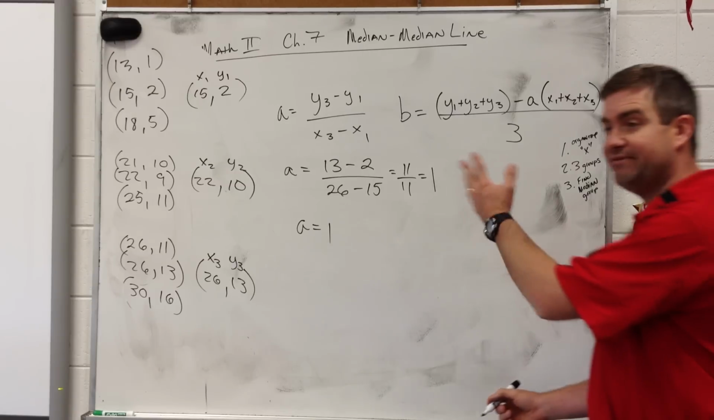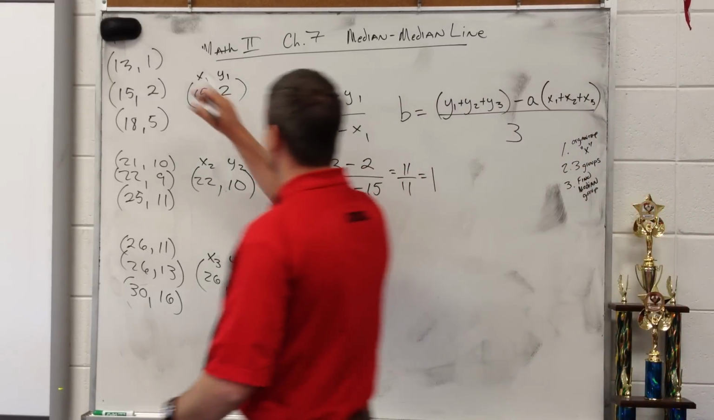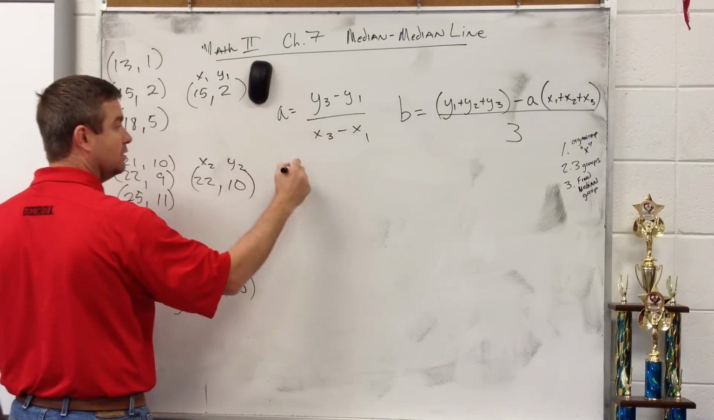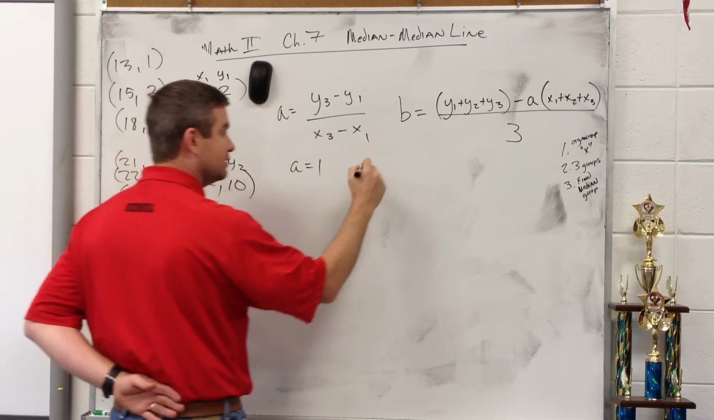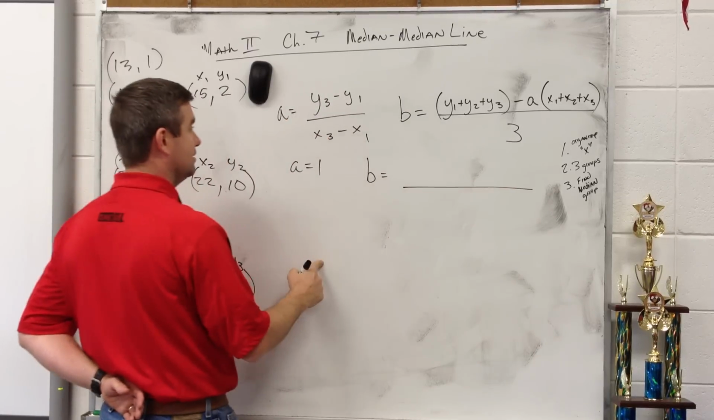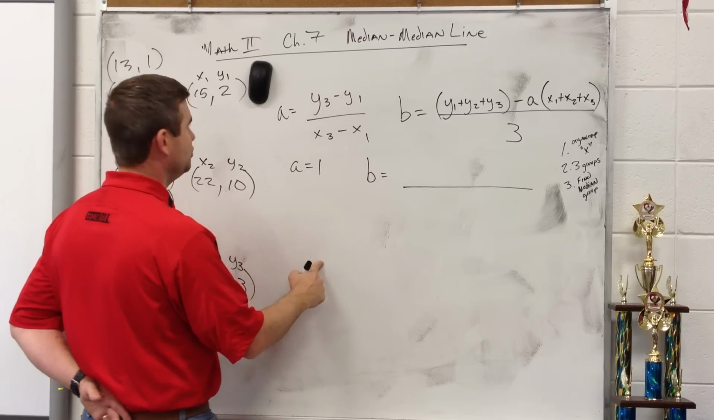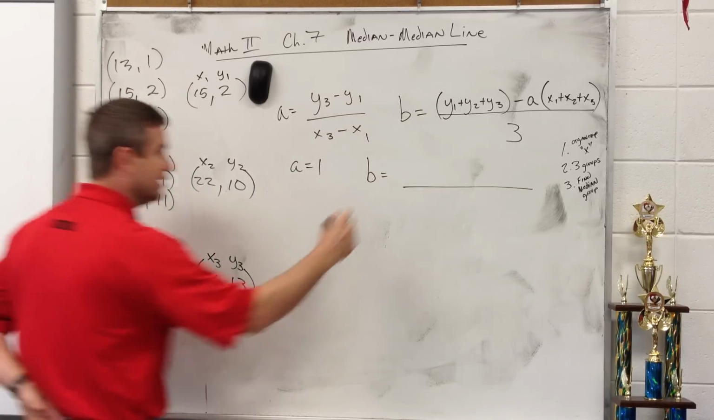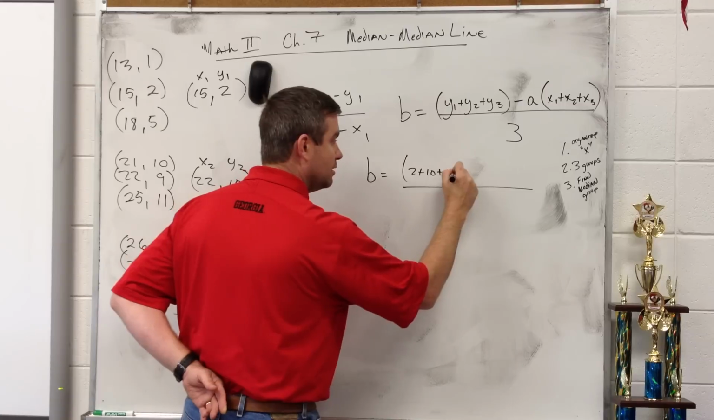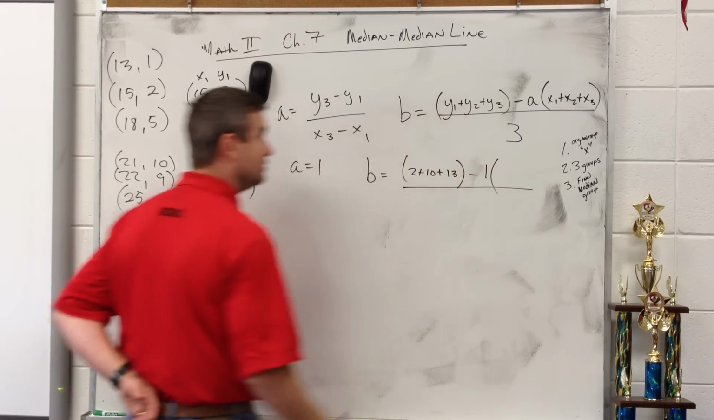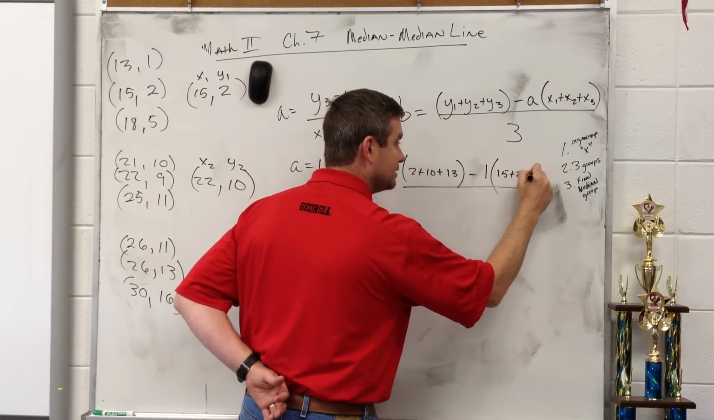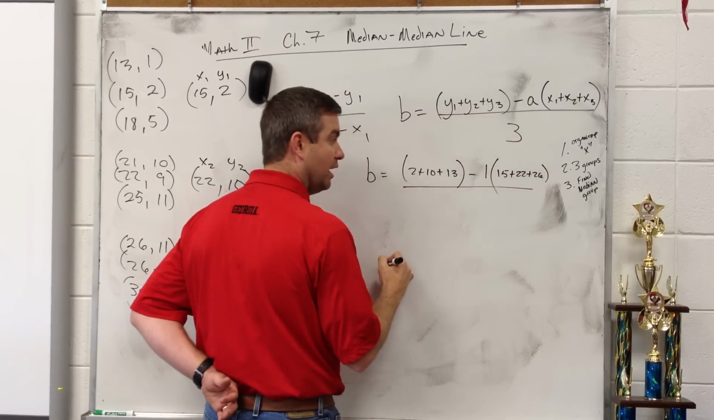All right, now how do we find B? Let me erase this because I'm running out of room. We found that A was 1. Plug it in. All right, plug it in for me, Colin. Camera loves you. All right, 2 plus 10 plus 13. 2. Oh, I'm sorry, you're right. 2 plus 10 plus 13. Good. Minus 1 times 15 plus 22 plus 26. Correct. All over what? 3.